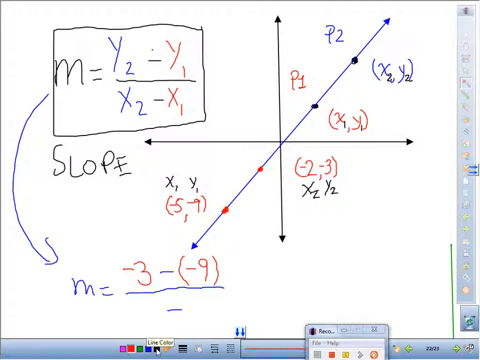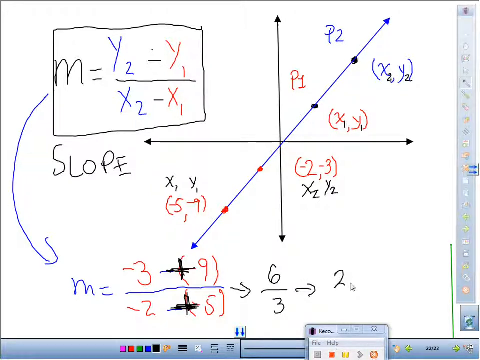Now let's look at the x. What is x2? -2. And what is x sub 1? -5. And I write that in the parentheses. So therefore, let's see. What is a negative times a negative? Positive. And this one, negative times a negative, is a positive. So now let's simplify that. -3 plus 9, 6. -2 plus 5, 3. Can we simplify that? Yes, this becomes 2 over 1.